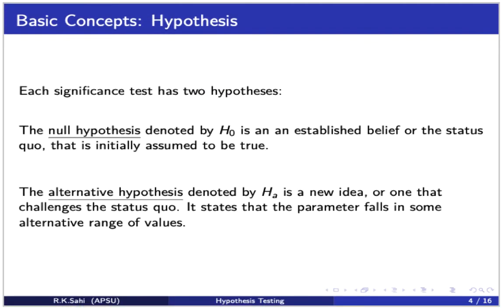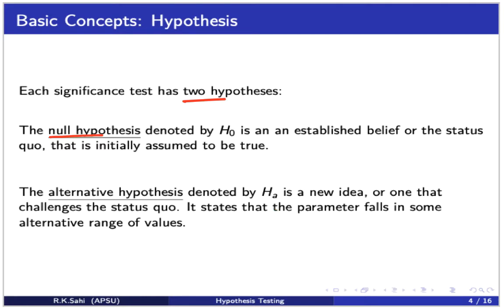And then we talk about the hypothesis. So in the significance testing, it has two hypotheses. One is the null hypothesis, and the null hypothesis is denoted by H sub 0. It is that established status quo. We assume it to be true, and we always denote it by an equal. It has an equal sign involved. The alternative hypothesis is the one which is challenging the status quo, and it is the one which says the parameter falls in some alternative range of values.